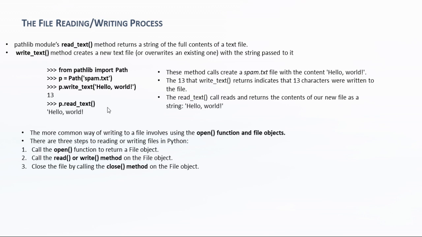And how do you read it? read_text. So very easy. The read_text method is used for returning a string. It's basically for reading the contents of a text file. The write_text method is used for creating a text file and writing into it.